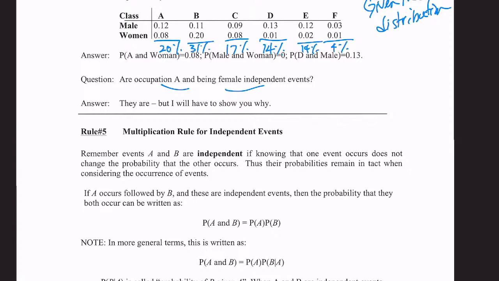So let's see what happens here with this. We don't know what A is exactly, but let's see what the numbers tell us. A has a probability of 20%, and female has a probability, we said, of 40%. So the probability of A and female happens to be given, or woman, I'll call it woman.